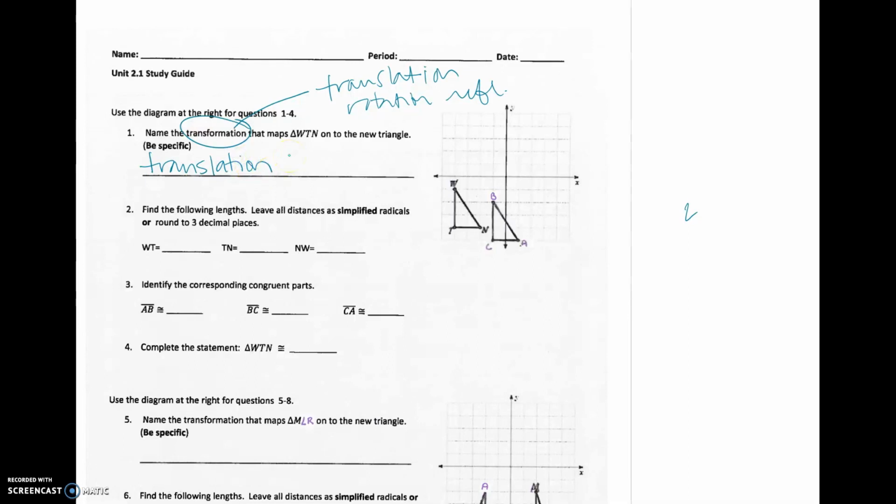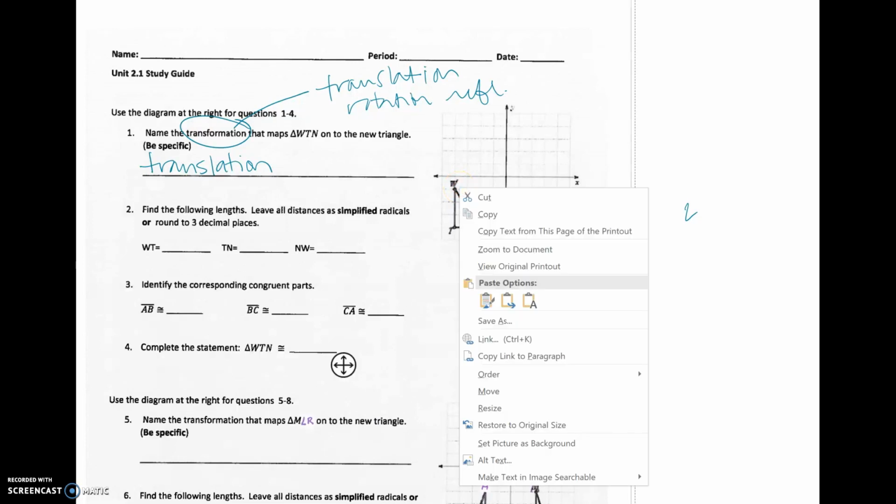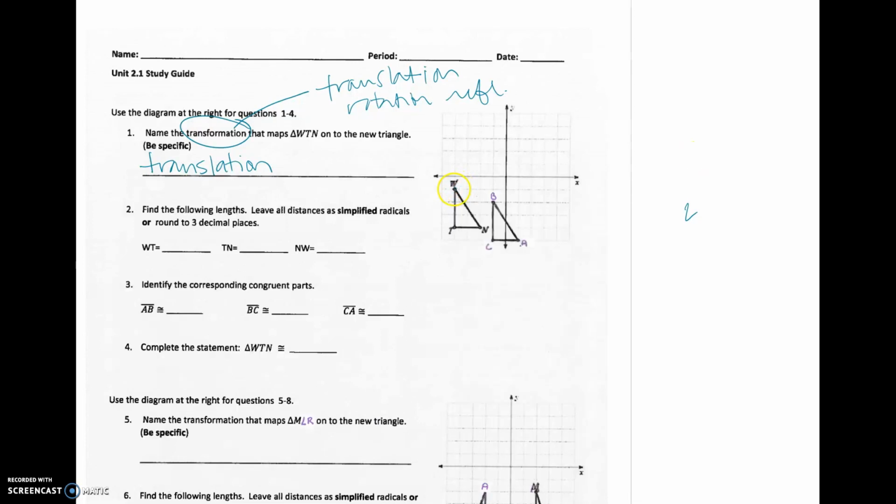And then just remember, like on our mile marker, from the first triangle to the other, I'm going 1, 2, 3 units to the right and 1 unit down. So I could say a translation 3 right and 1 down. I could also say x plus 3, y minus 1 for that. Just when it says name, make sure you use the word.